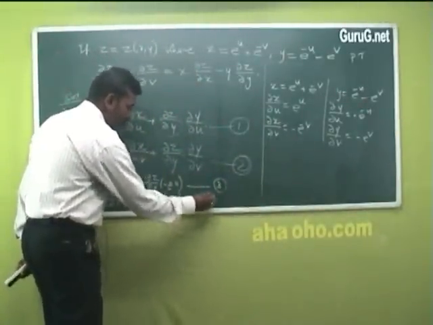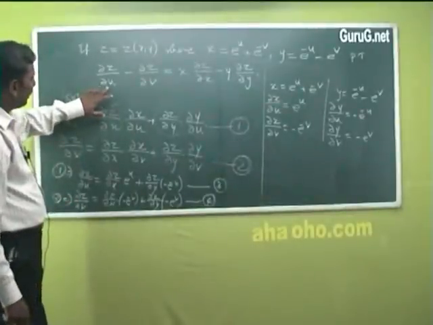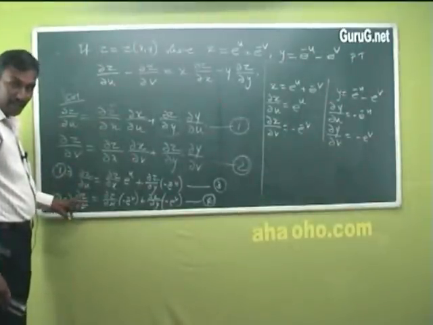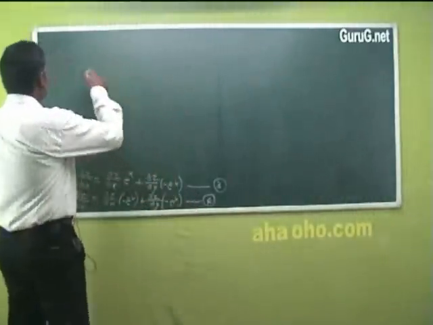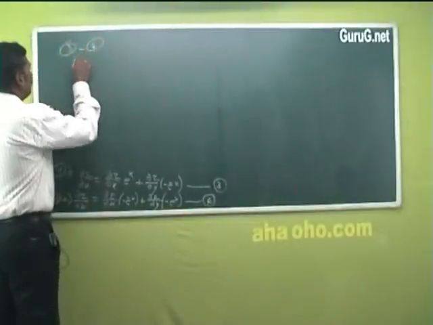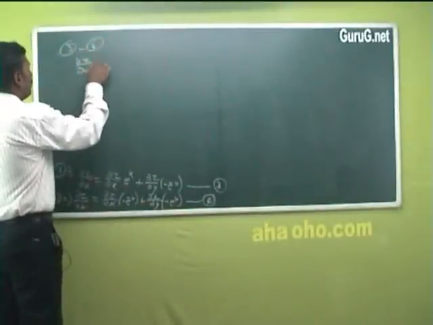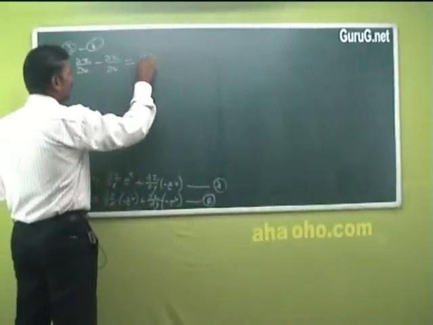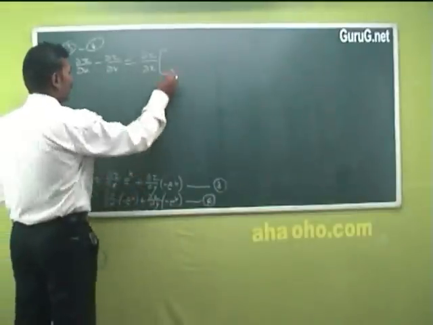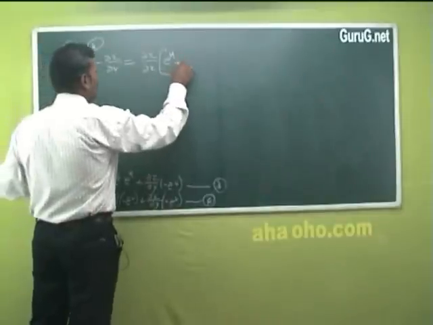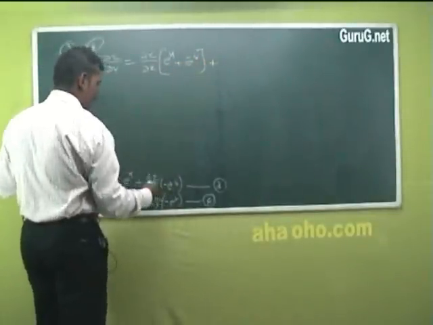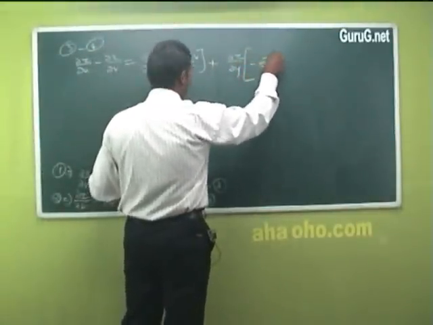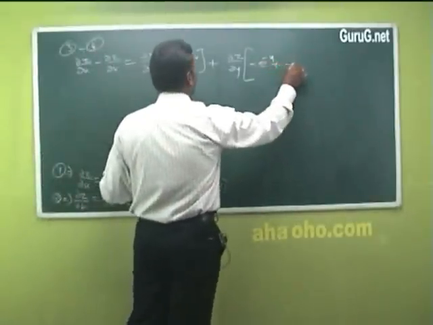So this is 4. Further, to find ∂z/∂u minus ∂z/∂v, you have the left hand side ∂z/∂u and ∂z/∂v. You subtract these two equations, right? So 3 minus 4 equals: ∂z/∂u minus ∂z/∂v equals this minus this. So you can take ∂z/∂x outside: e^u, so minus minus plus e^(-u). Then plus ∂z/∂y times (e^(-u) plus e^v).